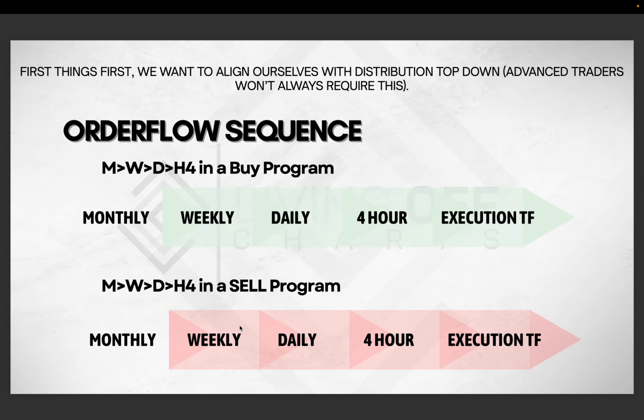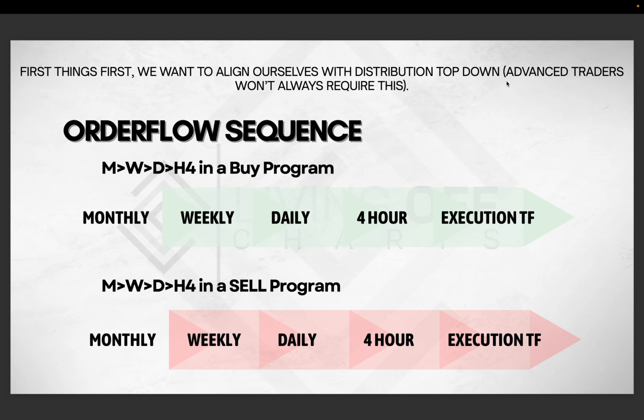Okay, first things first, we want to align ourselves with the distribution top down. Ideally, you want to be in a weekly, daily, and 4-hour buy program when we're going to be executing a buy, right? Same thing goes for a sell. We would like to be in a weekly, daily, and 4-hour sell program before executing a sell. This gives you the highest probability framework of a trade playing out, because we're aligning the time frames top down from the higher time frame to the lower time frame.